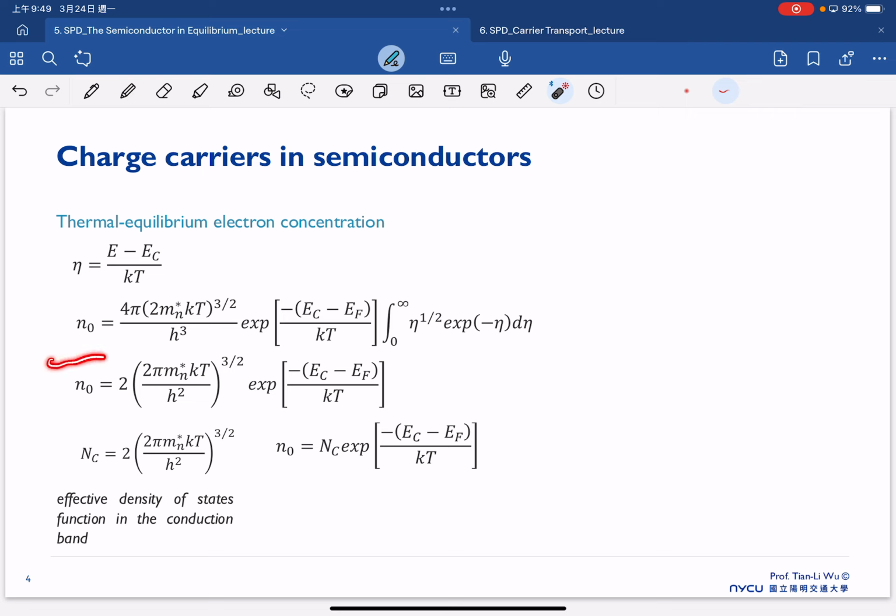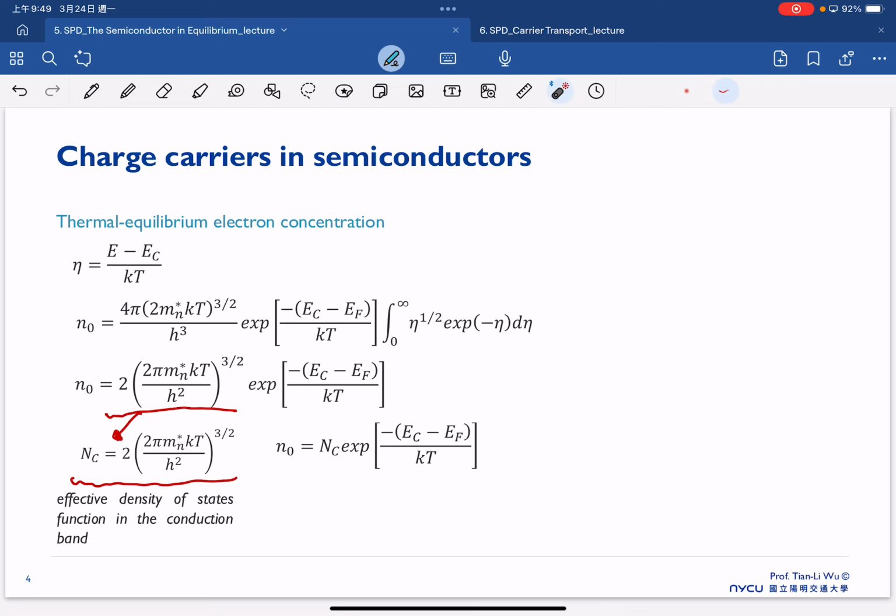This is the equation that we already showed here. And then with a certain consideration, for example, we can put E minus EC over KT as eta. And then we can also put this number as a constant 1, which will be equal to, we define this one as NC.